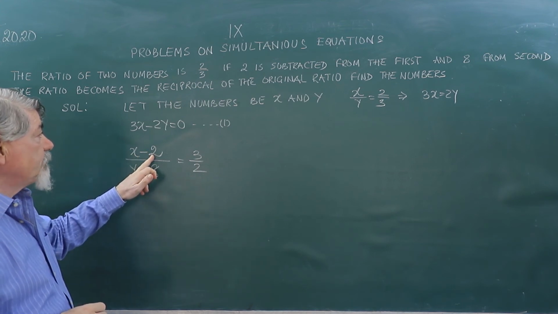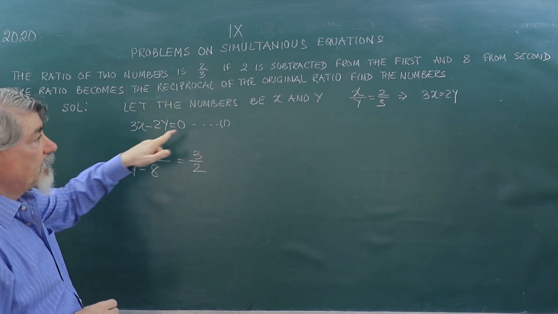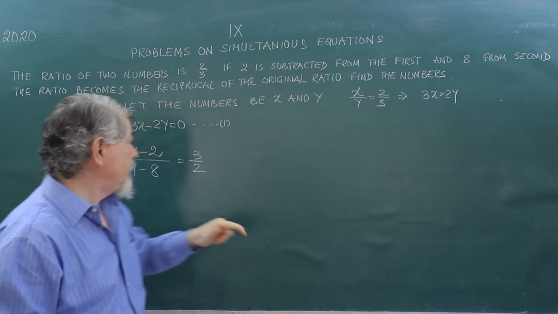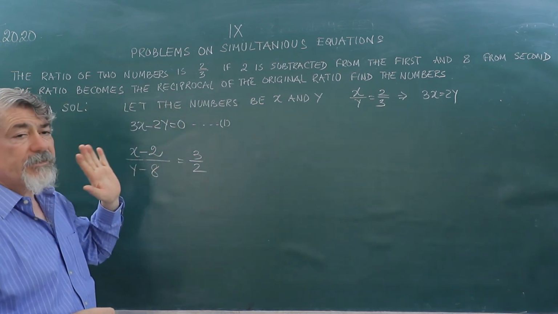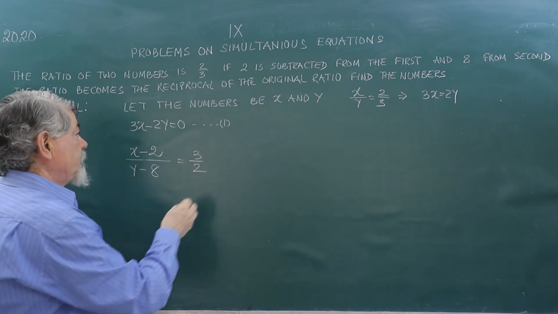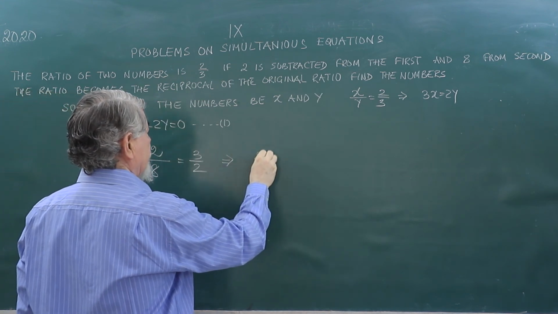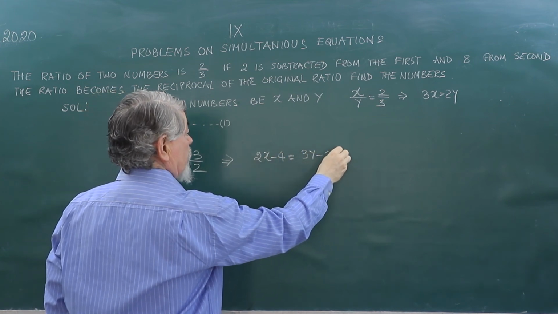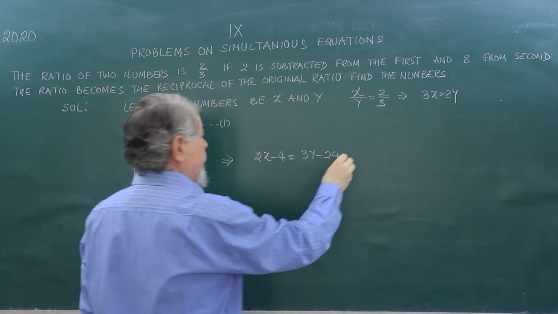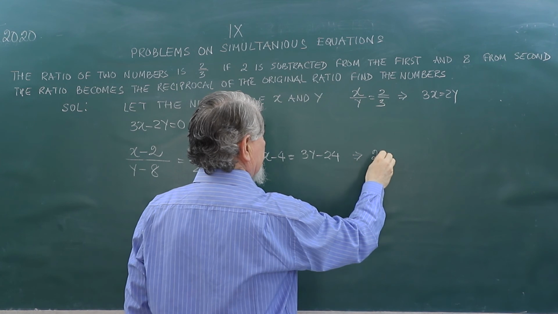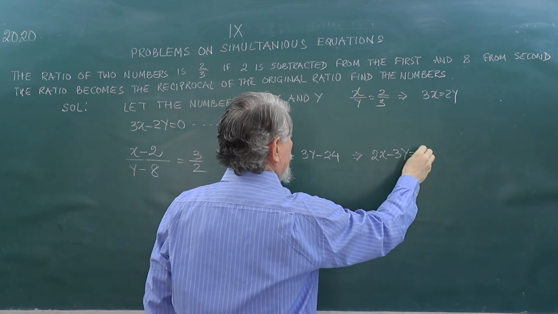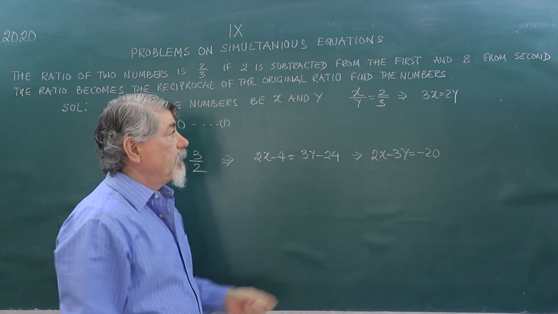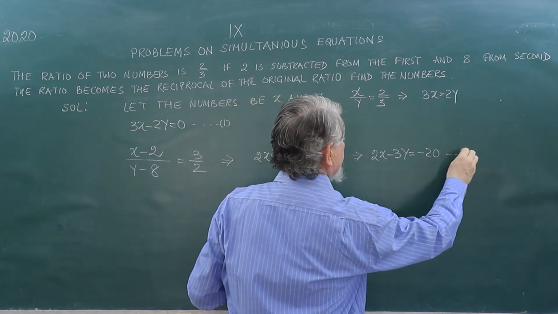The first number is x and the second is y, so from x I subtract 2 and from y I subtract 8. x minus 2 upon y minus 8 becomes 3/2. Let us cross multiply this. We get 2x minus 4 is equal to 3y minus 24. Bringing the variable terms to one side, that becomes 2x minus 3y is equal to minus 20, because minus 24 plus 4 is minus 20. So this is equation 2.